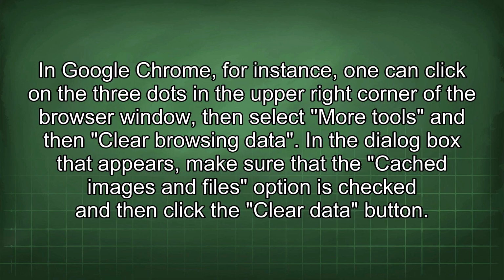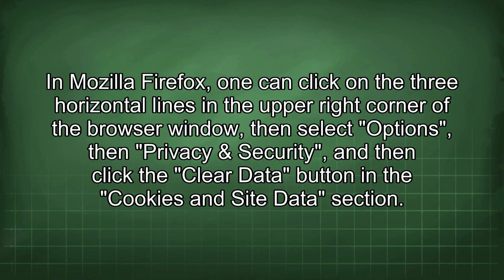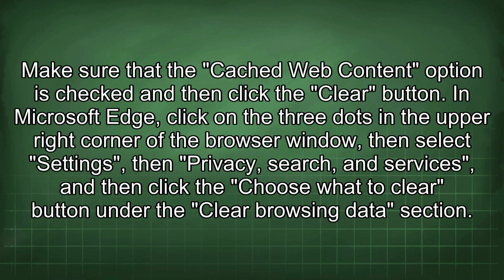In Google Chrome, for instance, one can click on the three dots in the upper right corner of the browser window, then select More Tools and then Clear Browsing Data. In the dialog box that appears, make sure that the cached images and files option is checked and then click the Clear Data button. In Mozilla Firefox, one can click on the three horizontal lines in the upper right corner of the browser window, then select Options, then Privacy and Security, and then click the Clear Data button in the Cookies and Site Data section. Make sure that the Cache Web Content option is checked and then click the Clear button.